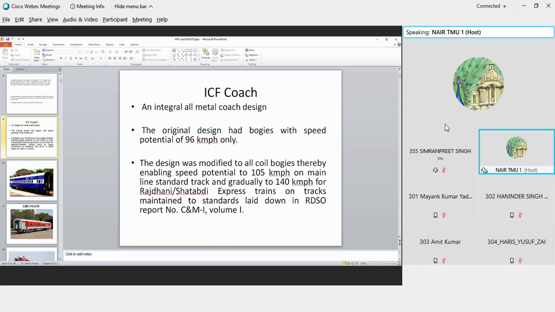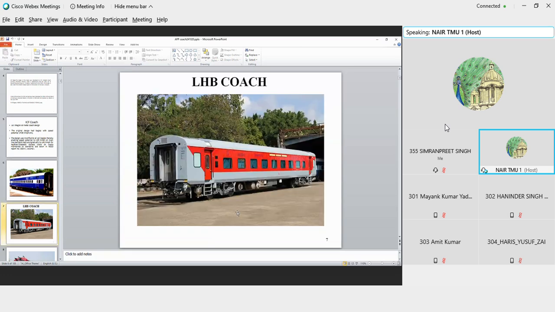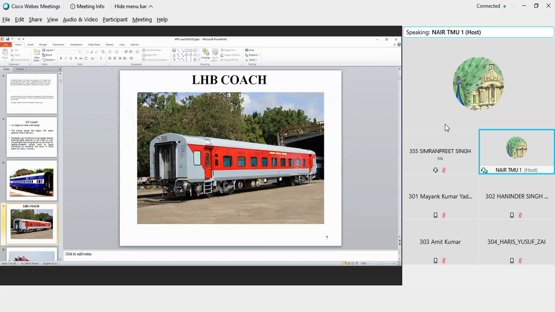So you have a locomotive with that 160 kmph potential. You have a coach which is there at 160 kmph potential. So the existing LHB loco combination can always go up to 160 kmph. Now these are some photographs. This is what the ICF coach looks like. This is the conventional coach which Indian Railways had been using for the last 50 years. This is the LHB coach which you would be traveling in now.